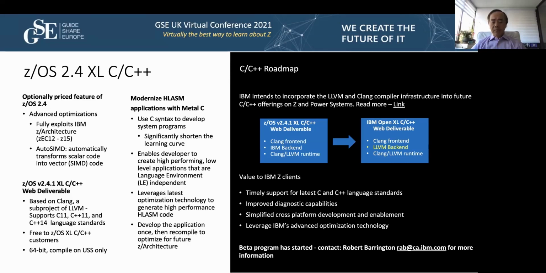One other feature of the C and C++ compiler is the ability to modernize assembly applications. It has something called Metal C support. We know that it's very hard to find good and experienced assembler programmers in the market anymore. So what we're trying to do is to make use of C syntax and make it available to you, so that you can actually develop system programs that are independent of LE.